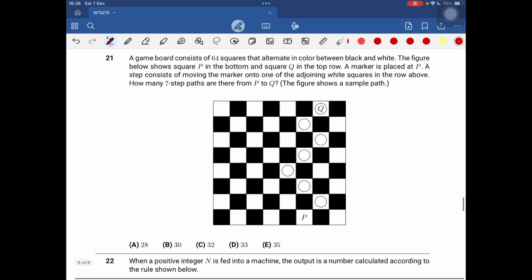Oh, so this is the board of the game, 64 squares. And we have P and Q. A step consists of moving the marker into one of the edges adjoining white squares in the row above. How many 7 steps path there? P to Q. So P to Q. So we can go. Adjoining means maybe here or here, for example.